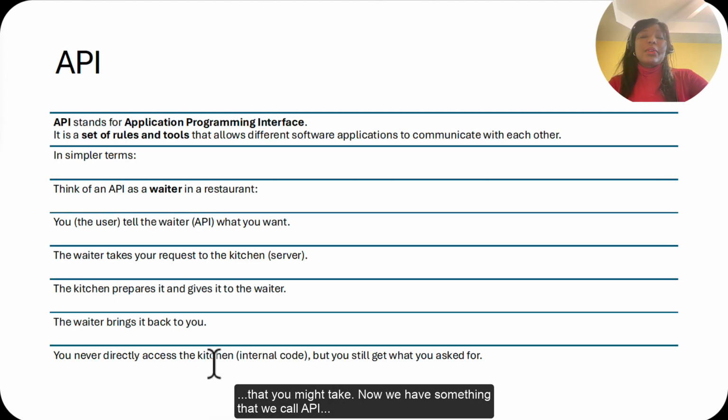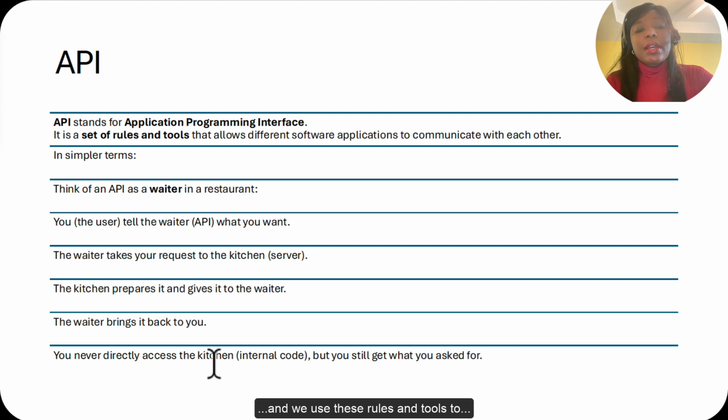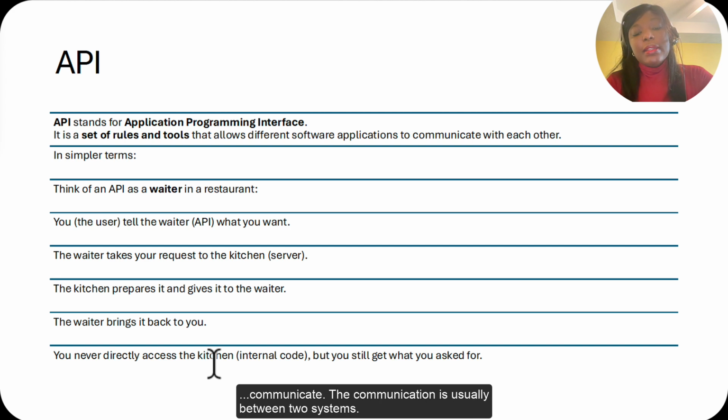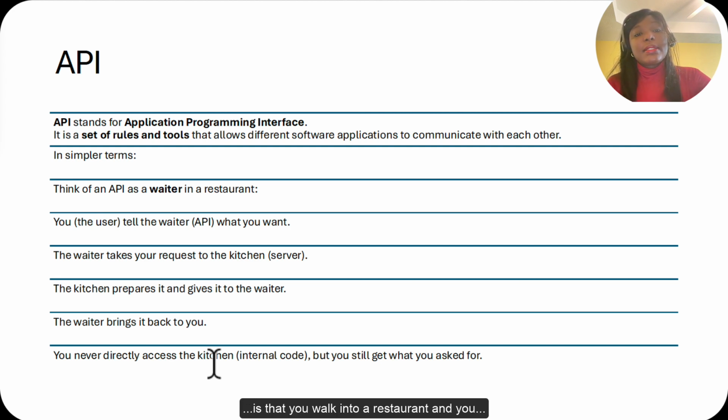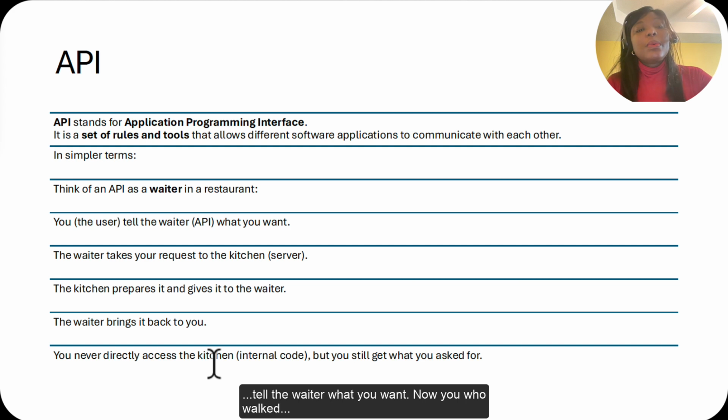Now we have something we call API. You hear about API all the time. An API is an acronym for Application Programming Interface. You have a set of rules, and we use these rules and tools to communicate, and the communication is usually between two systems. Now, one example I can give you that will make it make sense is just say you walk into a restaurant and you tell the waiter what you want. Now, you who walked into the restaurant is the user, and the waiter here is the API, right?